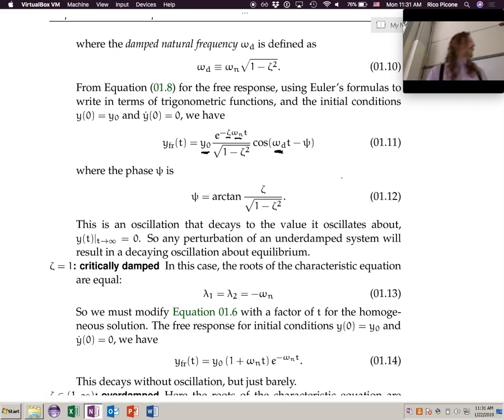So do you have any issues with that? The Euler formulas are what's being used there, and I encourage you to go back and review how to do that. It's not too bad, but it's just maths.